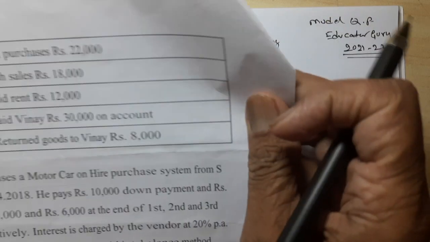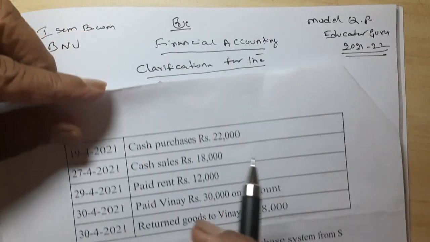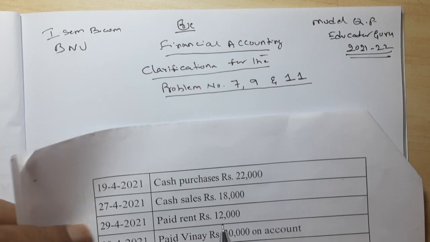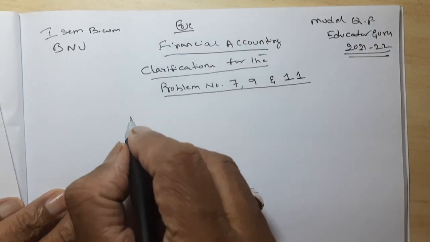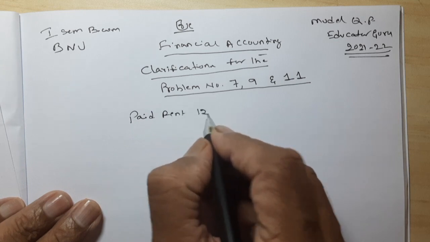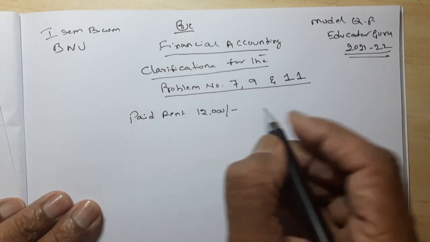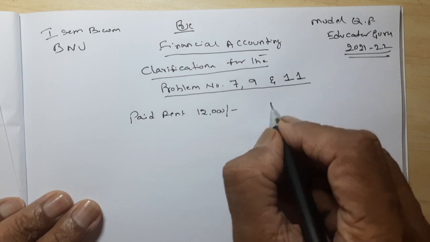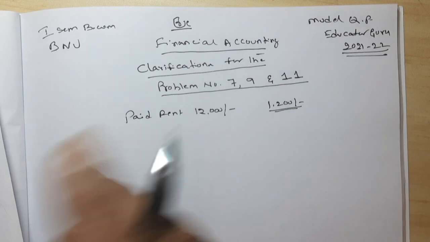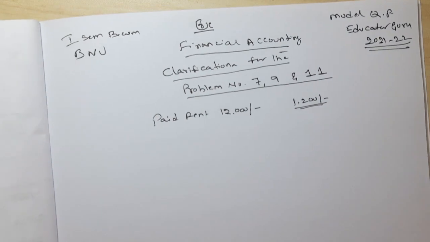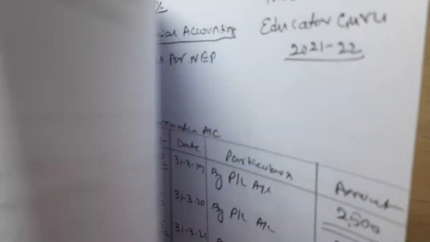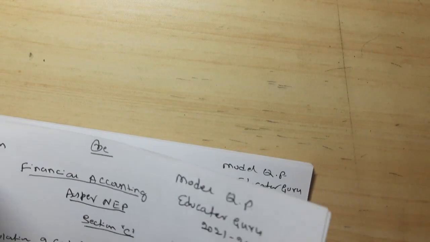Say one student has said that paid rent is 12,000 rupees. Yes, it is correct. Paid rent is 12,000 only. A clerical error has happened in the answer sheet. I have taken 1200. Don't worry, you can rework the problem. I will show you the problem that I have worked out, so that you will come to know the difference.